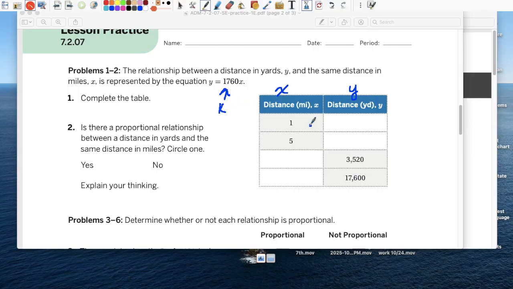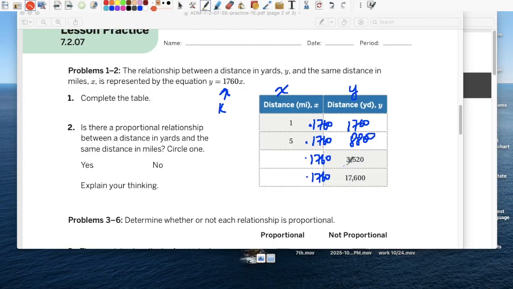So I can go over here and times it by 1760. 1 times 1760 is 1760. 5 times, I have no idea. Let's see if I can get it. Yeah, I have a calculator. 5 times 1760 is 8,800.